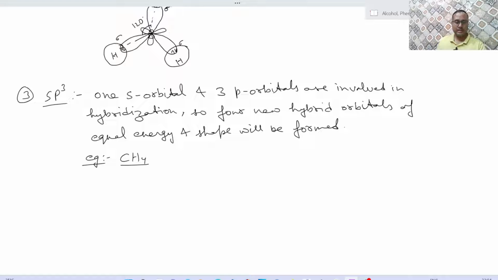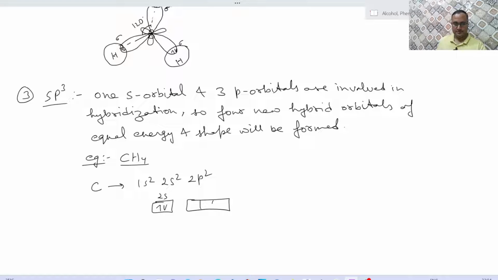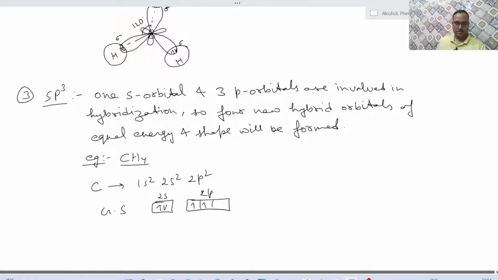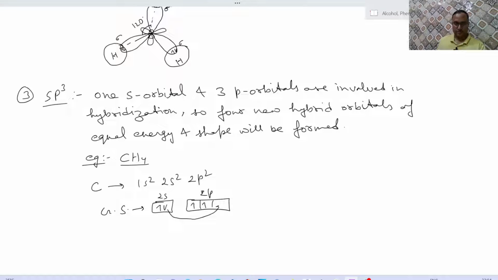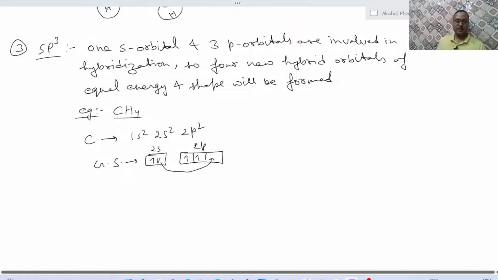As we all know about carbon, the electronic configuration of carbon could be written as 1s2, 2s2, 2p2. In the outermost orbitals, it has 2 electrons in the 2s orbital and 2 electrons in the 2p orbital. So it has only 2 unpaired electrons, so it should form only 2 bonds. So how is it going to bind with the 4 hydrogen atoms? This is the electronic configuration in the ground state. In the excited state, what happens? One of the electrons from the 2s jumps to the 2p orbital. Again, this is due to the repulsion caused by the hydrogen atoms.